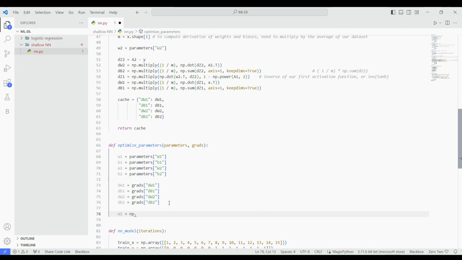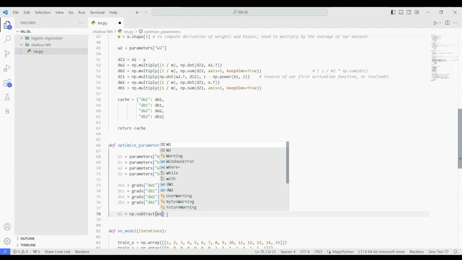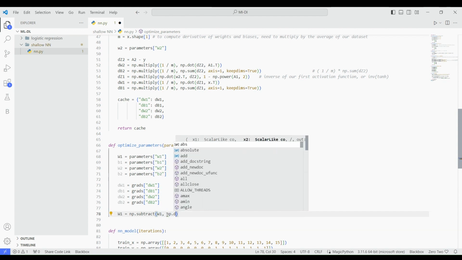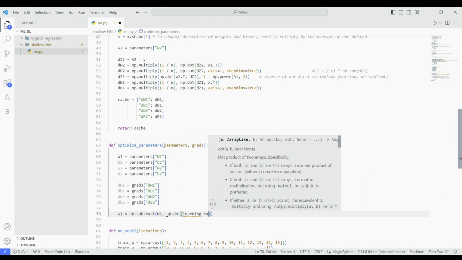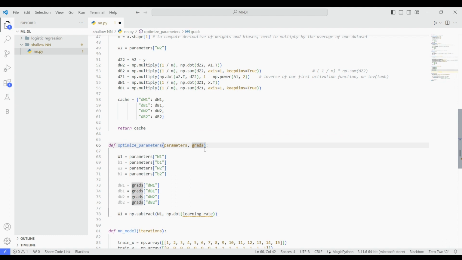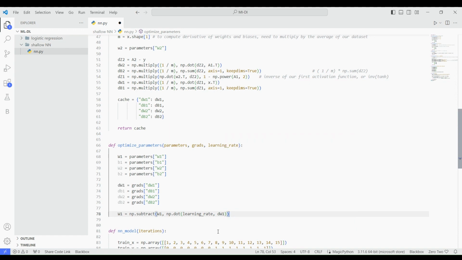And then W1 is going to equal numpy subtract, right? And we're going to subtract our W1 by the dot product of our learning rate. And I forgot to take learning rate as an argument. So go ahead and pass in learning rate up here. So we're going to multiply it by the dot product of our learning rate and our derivative of W1.